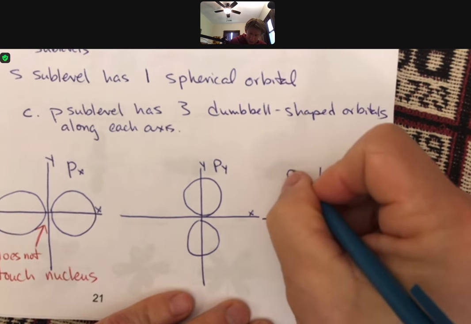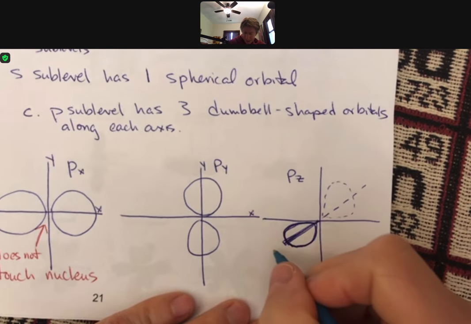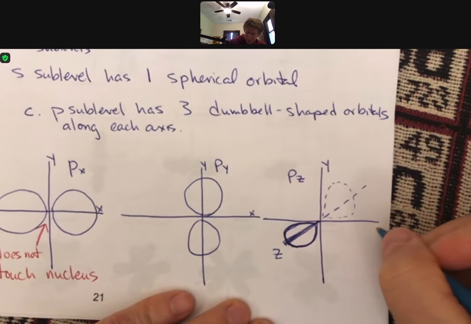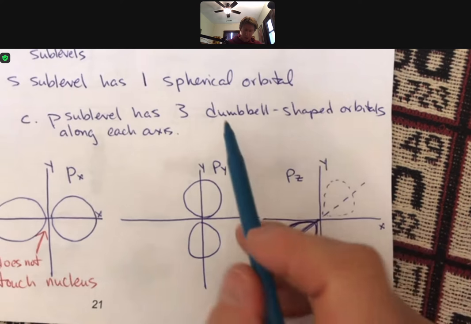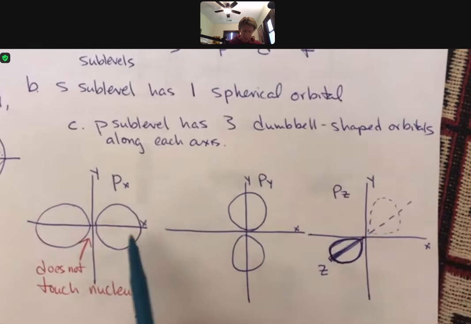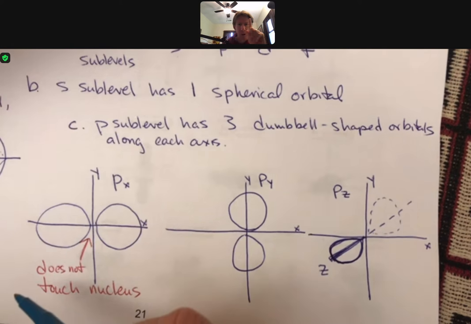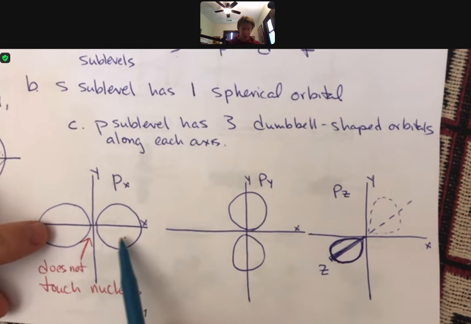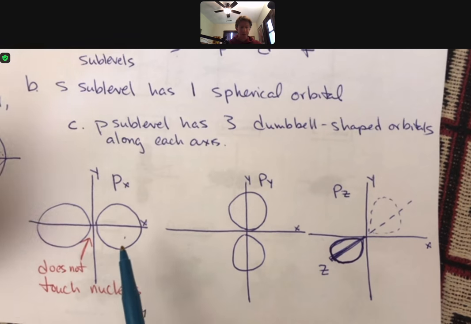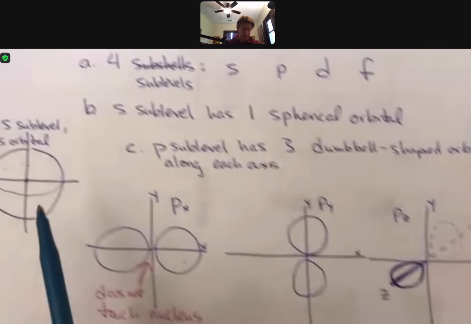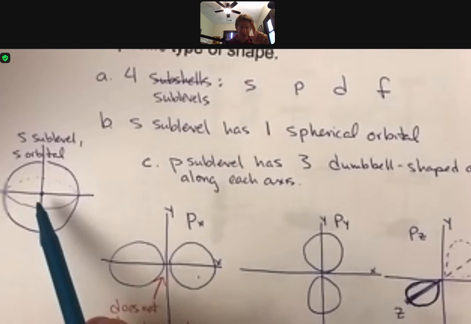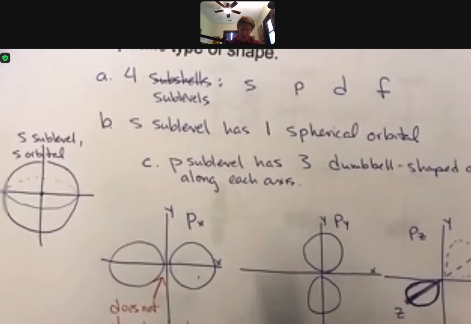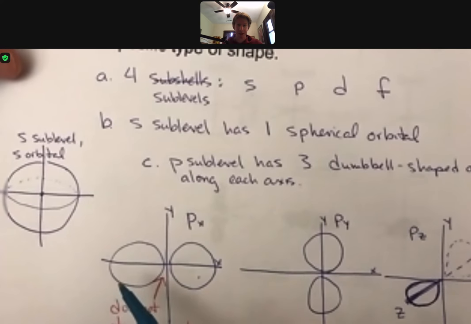And this is P sub z. And this is the z-axis, and still the y and the x-axis. Now, okay, so there are three dumbbell-shaped orbitals. So this picture here is one orbital. And that one orbital has two pieces. And you're starting to see that as you go from S to P, S has one part, it's a sphere, P has two parts, and P is more complex in its shape. And we will see more of that.